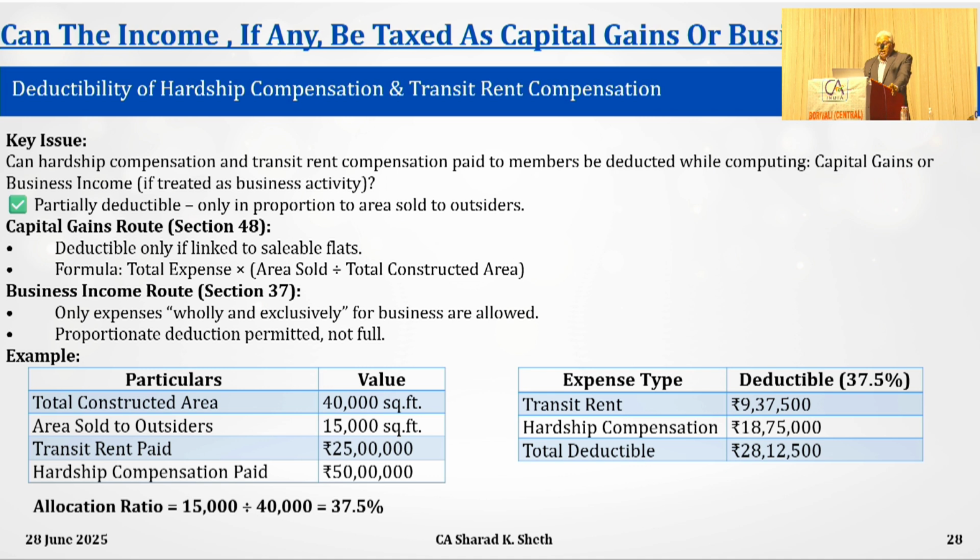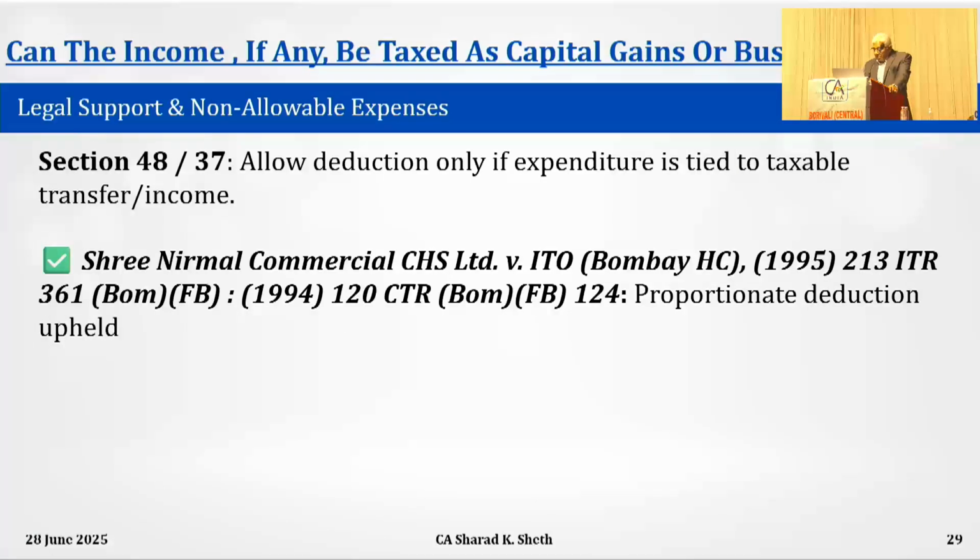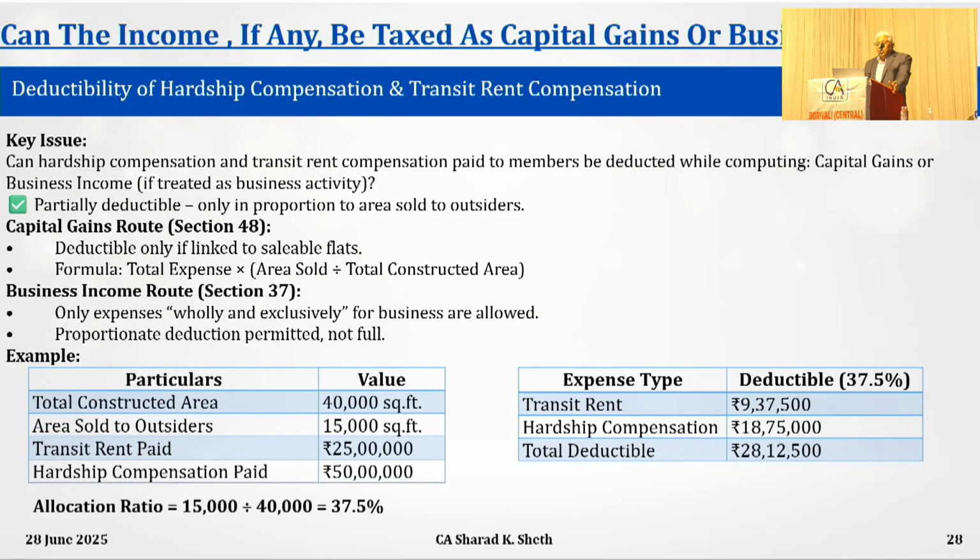Now, can hardship compensation and transit rent compensation paid to members be deducted while computing capital gain or business income? I think we already discussed that it is a necessary cost which the society needs to incur to redevelop, and so it should be fully allowed. I'm also of the opinion that yes, we should claim it fully as far as the society is concerned.